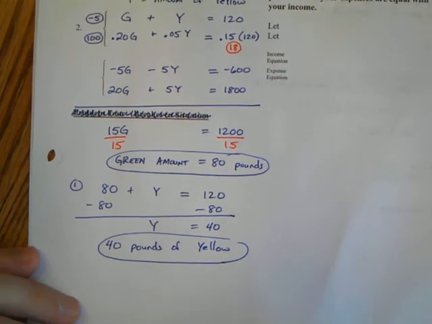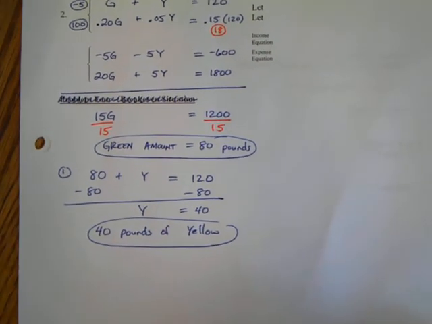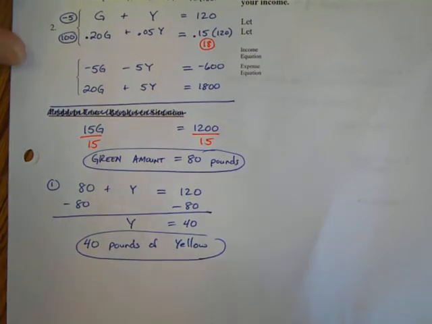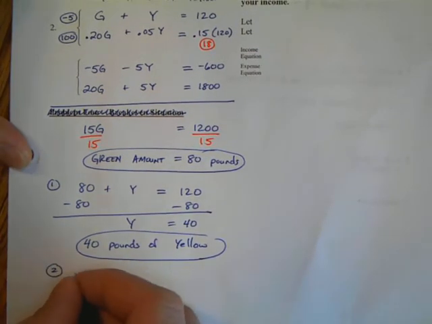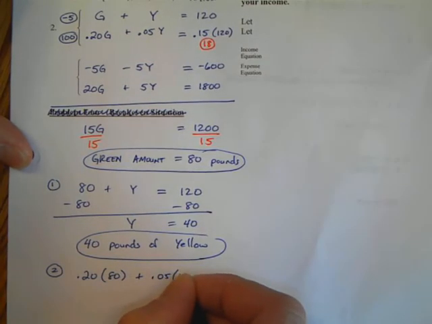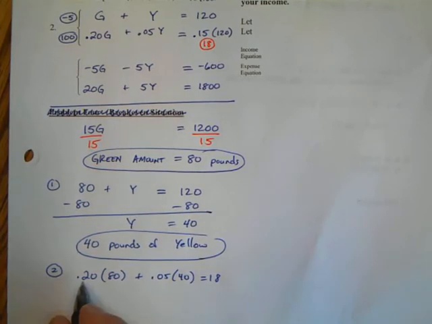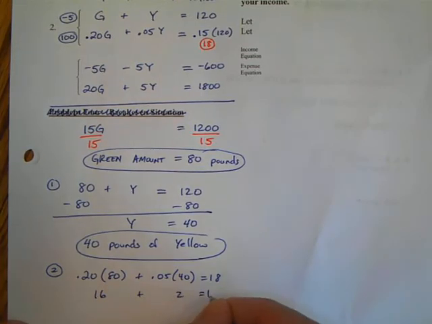We should probably check this to make sure we have the correct answer. And so since I used equation 1 to solve it with, I'm going to use equation 2 to check it with. 0.20 times 80 plus 0.05 times 40 should equal 18. Well, let's check that. 0.20 times 80 is 16. 0.05 times 40 is 2. And sure enough, 16 plus 2 equals 18. So we've solved this problem.